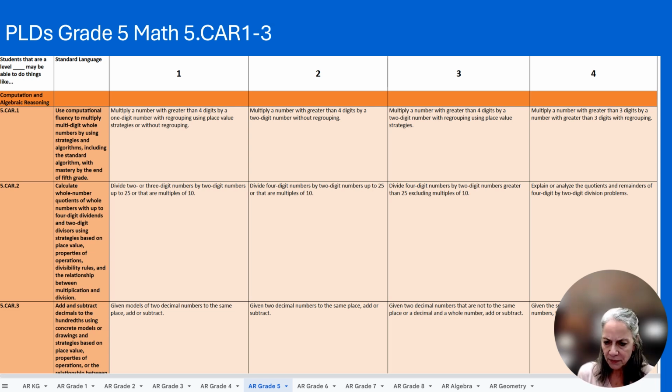And then number 4 is multiplying a number with greater than 3 digits by a number with greater than 3 digits without regrouping. So you can see the level of difficulty increases across the levels, and it gives you some very concrete examples. So say your students at the beginning of the year, you're giving them items that are at a level 2, and they really haven't encountered items that are at a level 3 or a level 4. Or some of your kids are, but not all of your kids.